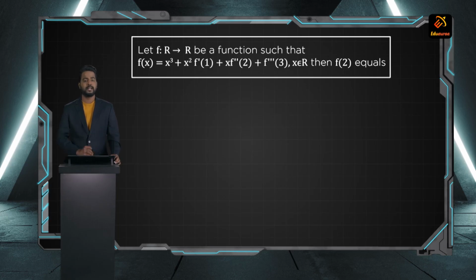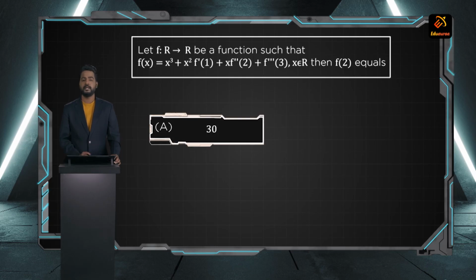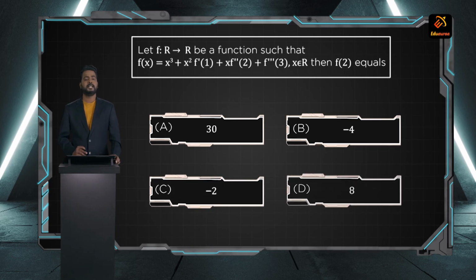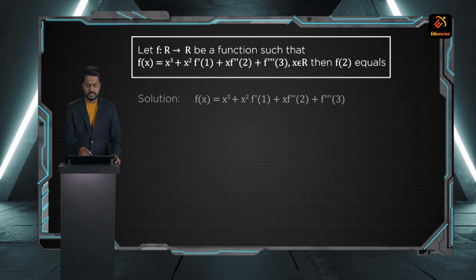X belongs to all real numbers. Then f of 2 equals: option A 30, option B minus 4, option C minus 2, option D 8. This question came in JEE Main 2019. Now the function that is given is: f of x equals x cube plus x square f dash of 1 plus x f double dash of 2 plus f triple dash of 3.